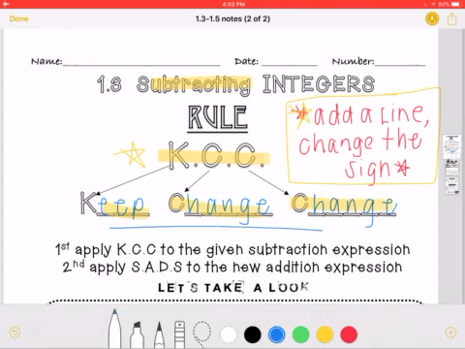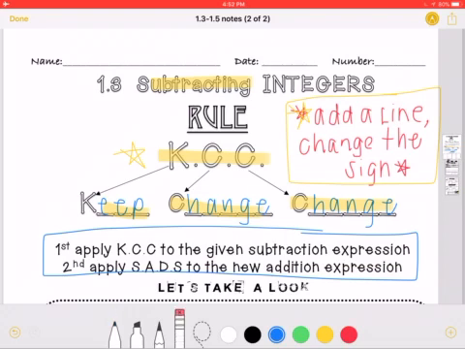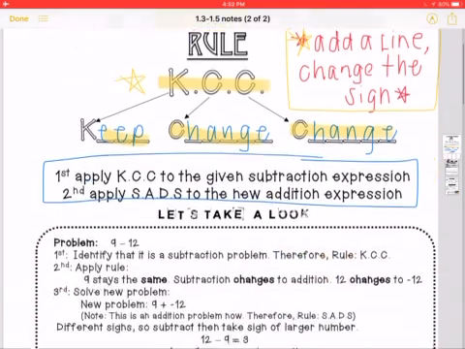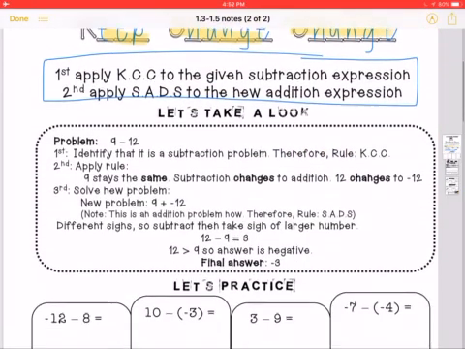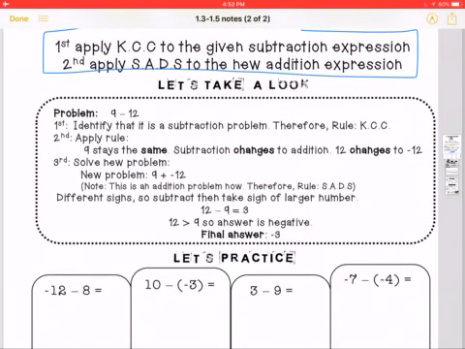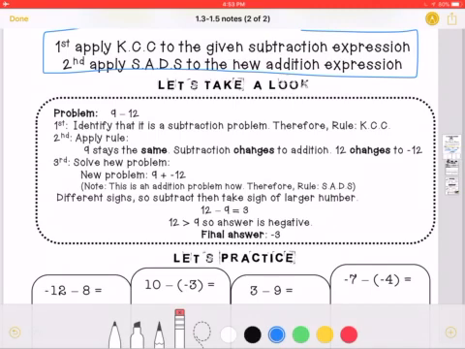So below, these are your two steps, and I'm going to explain them through an example rather than reading them to you right away. You can start to read them yourself if you'd like, but I want to move right down and take a look at a problem and an example, and then we'll try it on our own. So if we're given the problem 9 minus 12, I notice that it's subtraction.